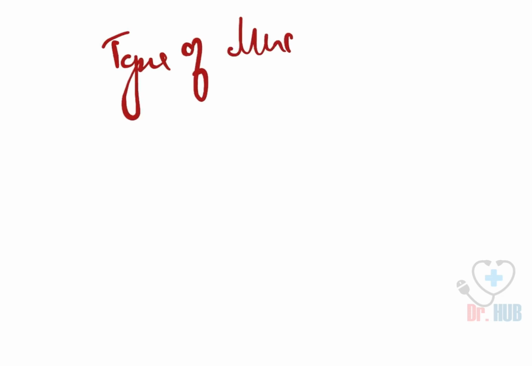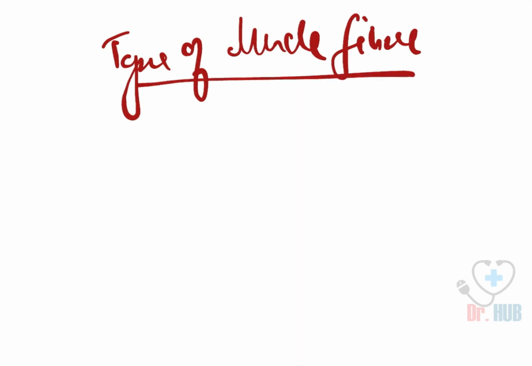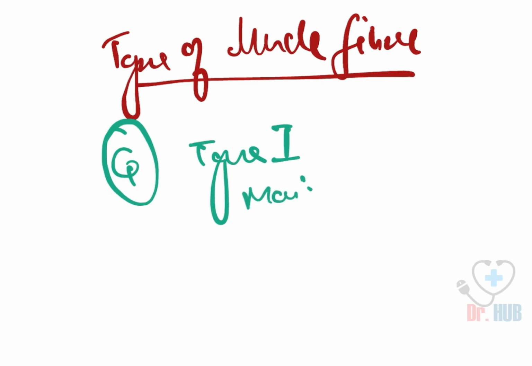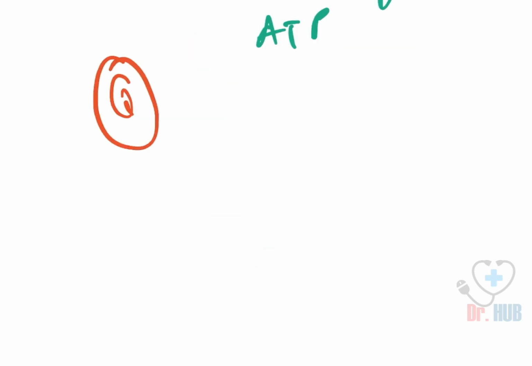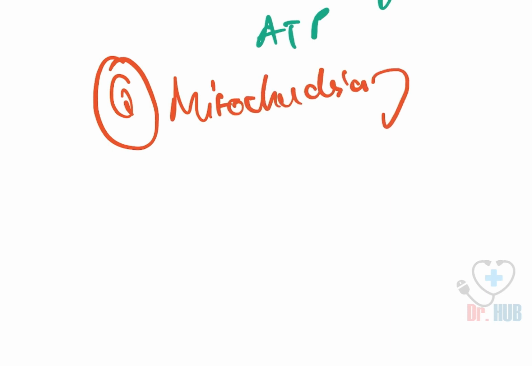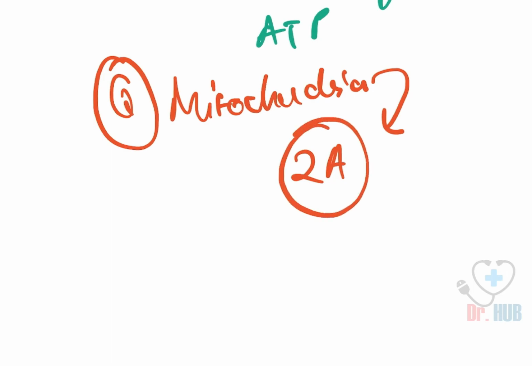Types of muscle fibers. So the questions are: what is the main source of ATP in type 1? And next, what is the amount of mitochondria present in type 2A, in comparison to type 1 and type 2B?